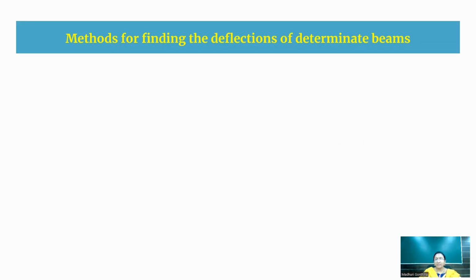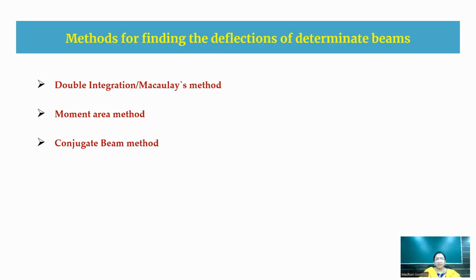Here, the determinate beams can be cantilever beams, simply supported beams, and overhang beams. So the first method is double integration or Macaulay's method. Second is the moment area method. Third is the conjugate beam method. Fourth is the strain energy method. Fifth, Castigliano's method. And then the unit load method. So these are the different methods that we are going to use for finding the deflection of determinate beams.